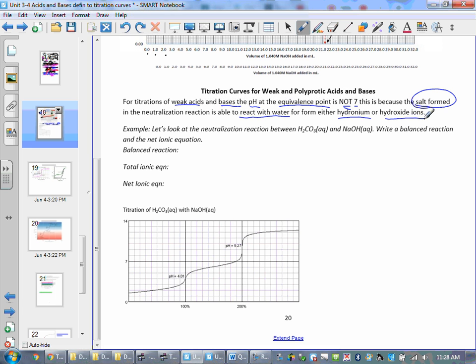Okay, so we're going to look at the neutralization reaction between carbonic acid and sodium hydroxide, write a balanced reaction, and a net ionic equation.